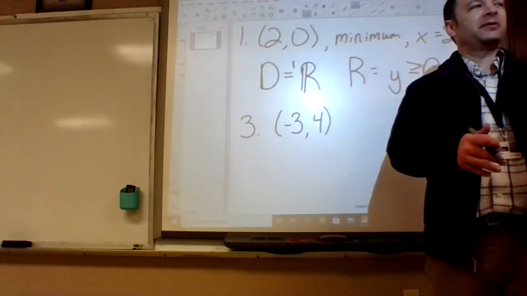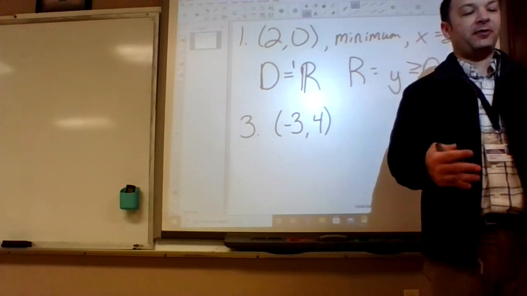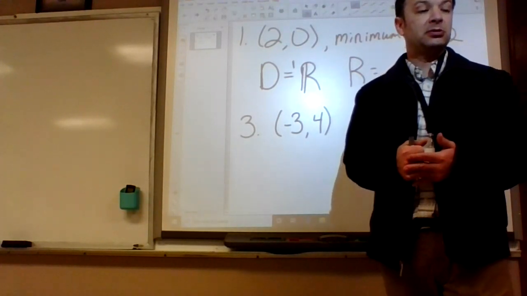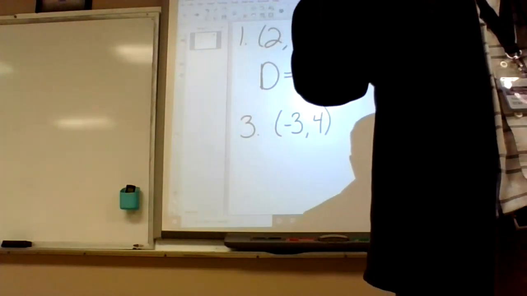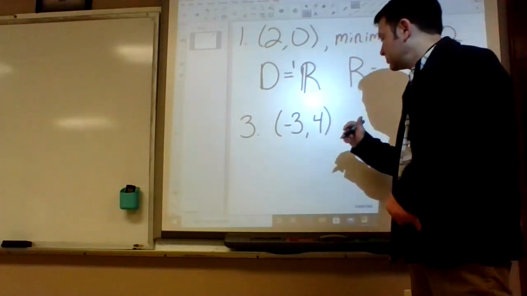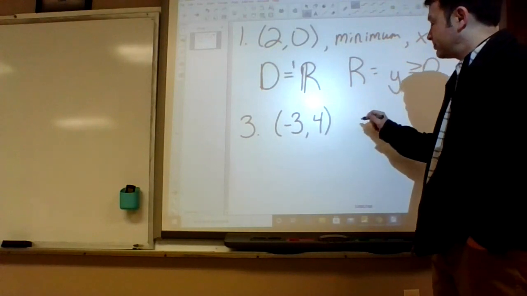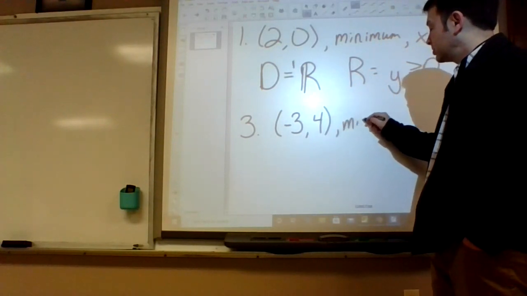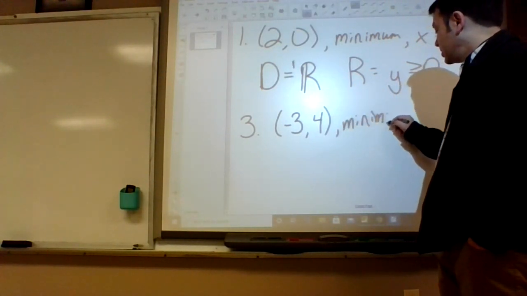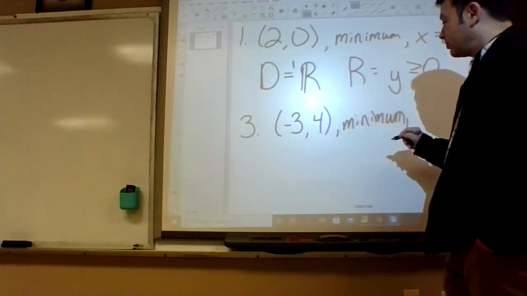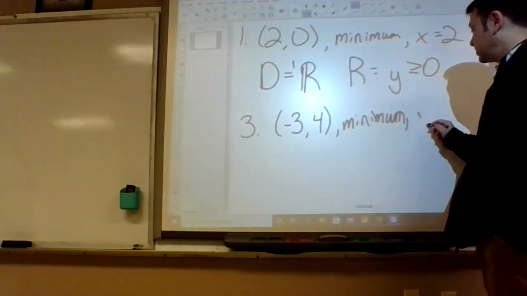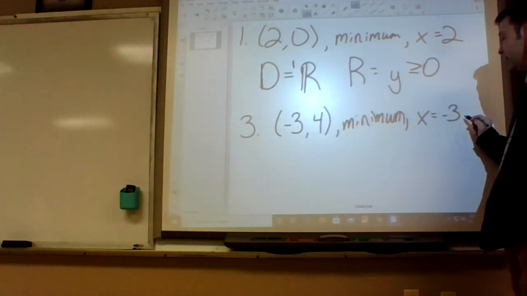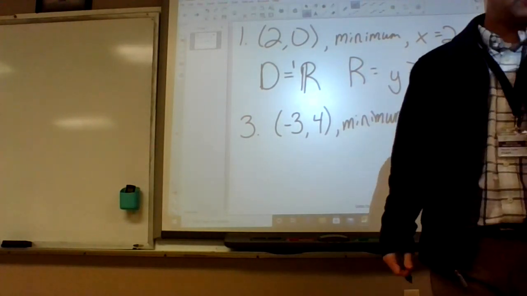Is it going to be a min or max point? Is the parabola going to be rising or falling on number 3? It's going to be rising, so that's a minimum point. Right. The parabola is going up because it's positive, and there's no negative in front, so it is a minimum point. What's the axis of symmetry? X equals negative 3. You can't just say negative 3, because that can mean something else.